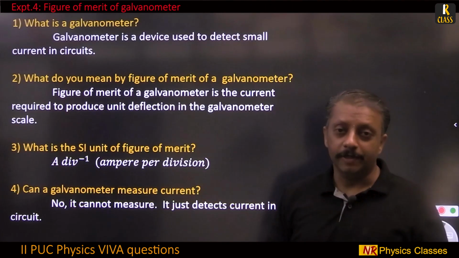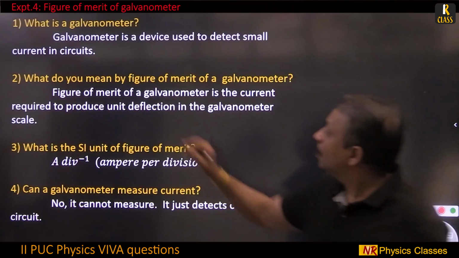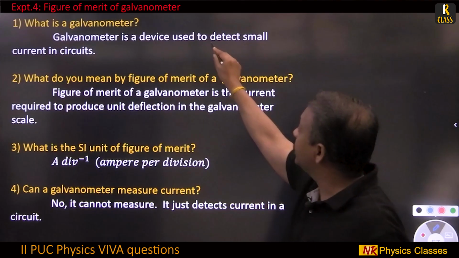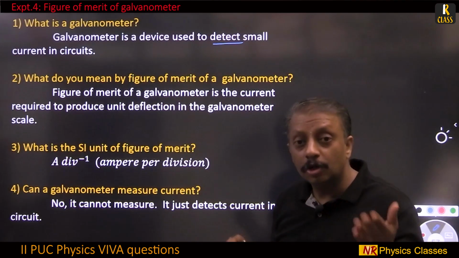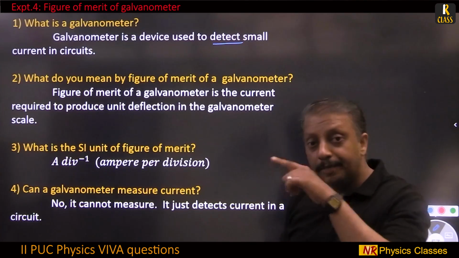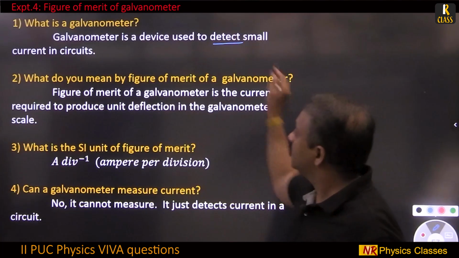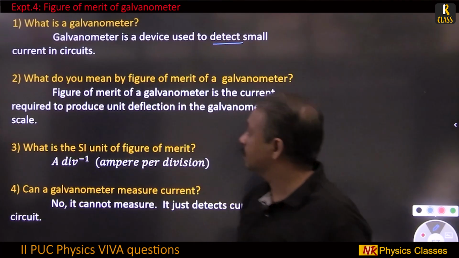Figure of merit of galvanometer. What is a galvanometer? Galvanometer is a device used to detect. It is to detect, not to measure. Okay. Ammeter is used to measure, not to detect small currents in circuits.